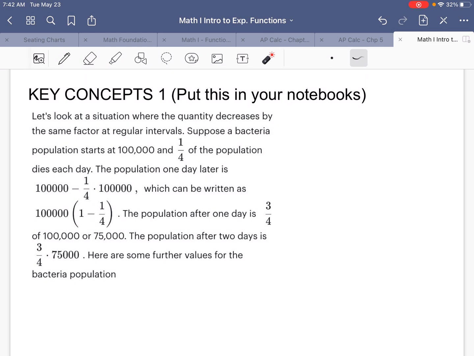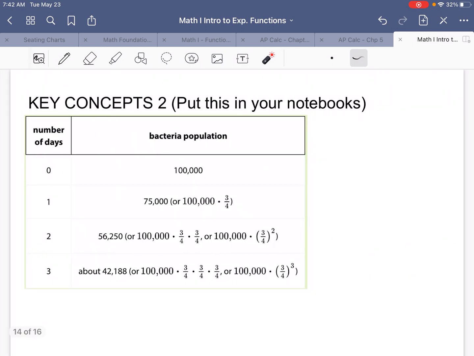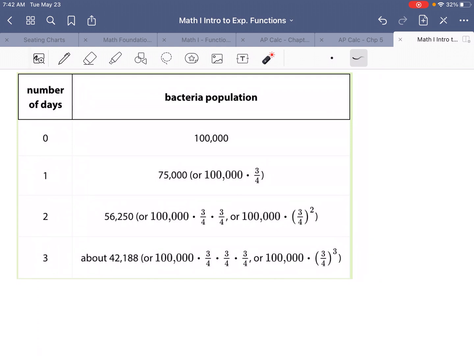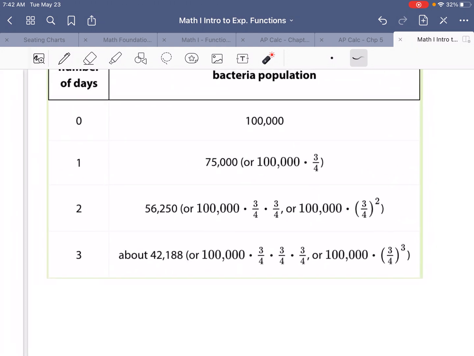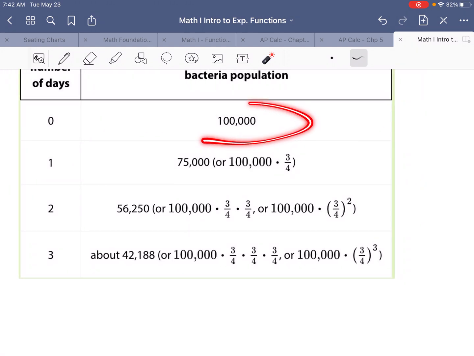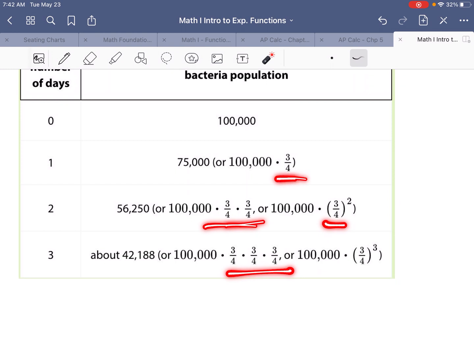So our equations are always the amount that we have, not the amount that we're growing by or the amount we're losing by. So again, if you're losing 1/4, you're keeping 3/4, and you would write your equation accordingly. The other thing here is that when we go to write our equation, we have our starting value, and then each year we're multiplying by 3/4 again and again.